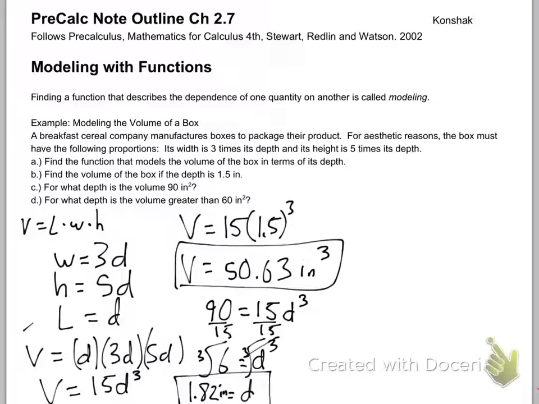There's nothing new here. This is all just using the equation after we've built it. The last one is not an equation. What's the last one going to have to be for part D? For what depth is the volume greater than 60? It's going to have to be an inequality. How would I set that inequality up?